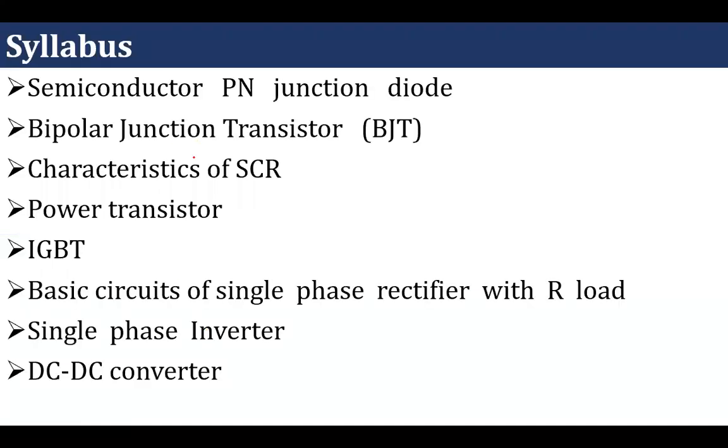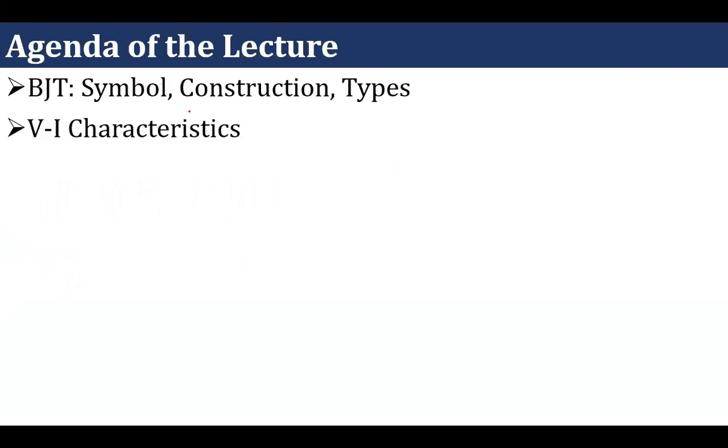This is the syllabus of this unit, and today we are going to see the bipolar junction transistor symbol, construction, type and its VI characteristic.